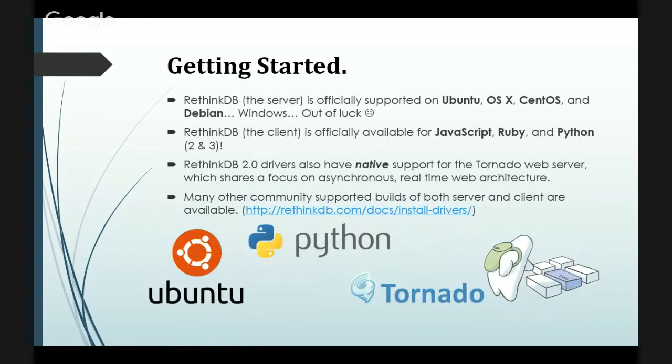Okay. So getting started, and this is getting started as far as installing it and actually starting to use it. RethinkDB, the server side where you're actually running the database, is officially supported on Ubuntu, OS X, CentOS, and Debian. Windows is out of luck, which, as a developer, I'm sad about. For the client, they officially support JavaScript, Ruby, and Python 2 and 3.